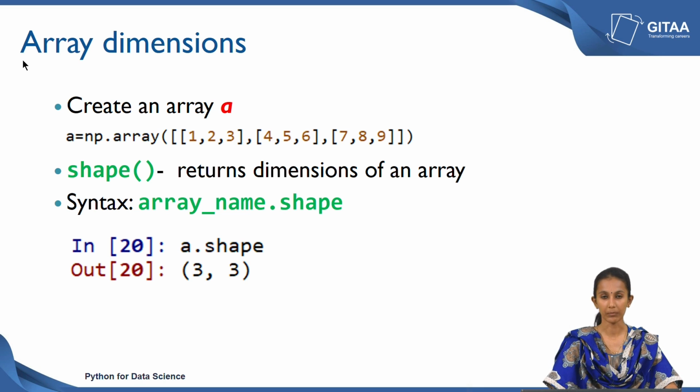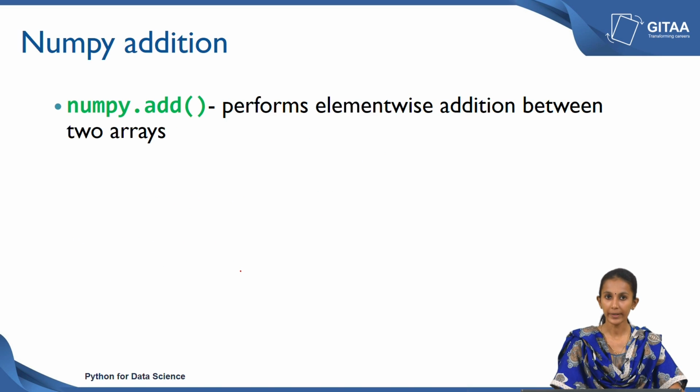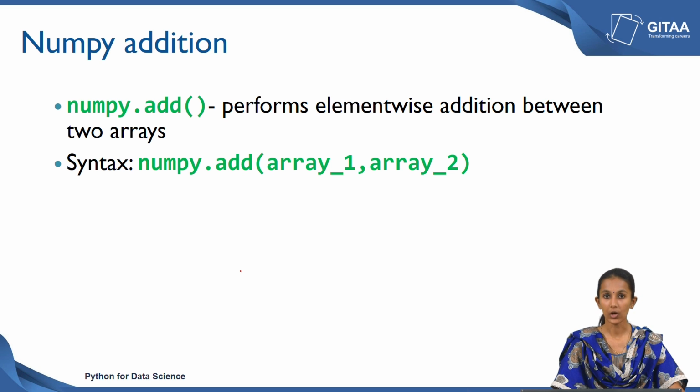Next, we will look at some of the NumPy operations which are available in Python. First, we will start with addition. So, numpy.add is an inbuilt command which is available in Python. It performs an element wise addition between the two arrays. So, let us look at the syntax. numpy.add, inside the parentheses, specify the first array and the second array.